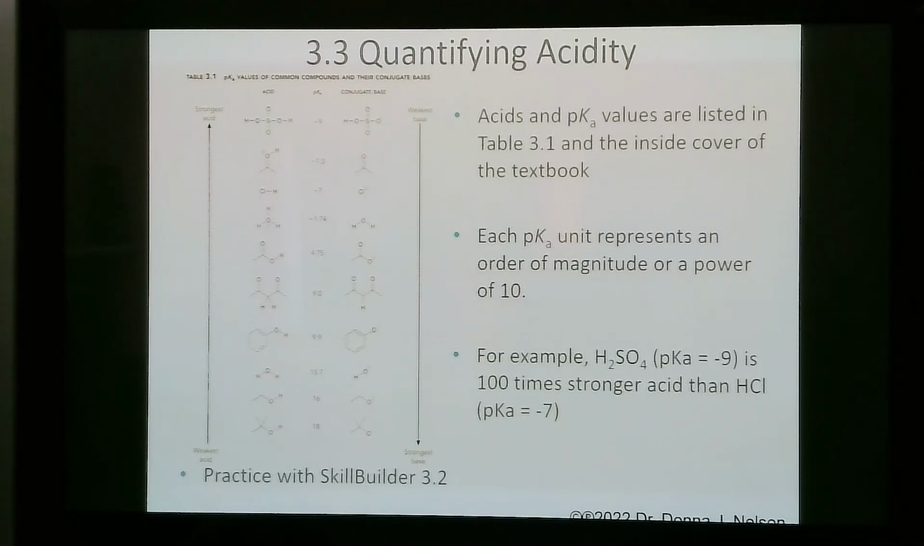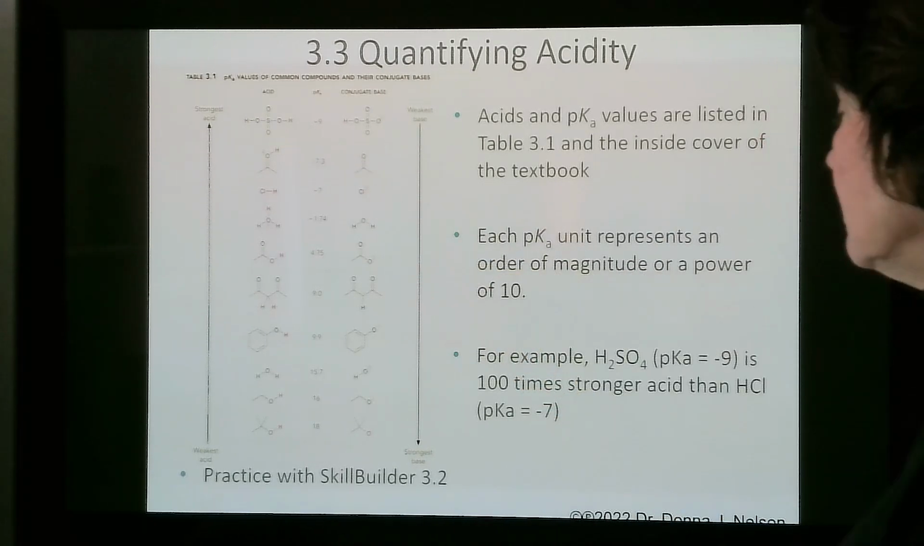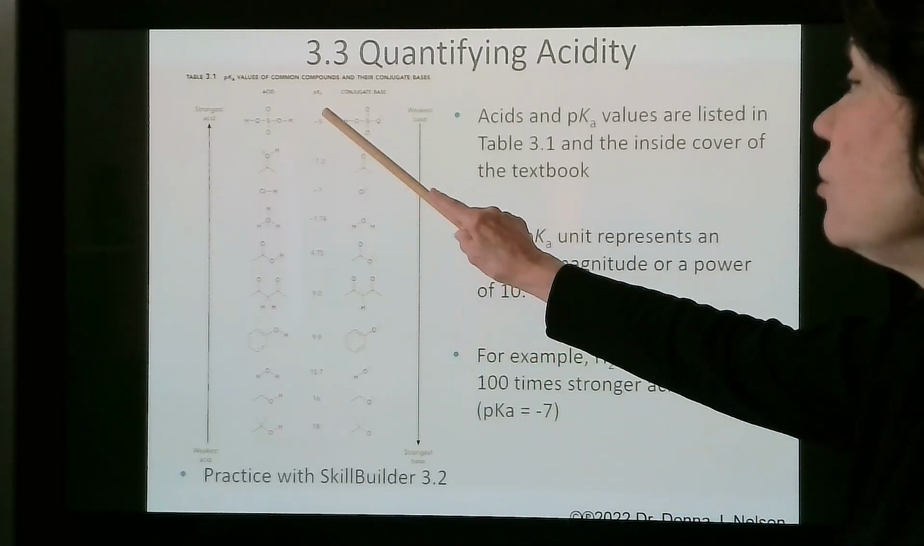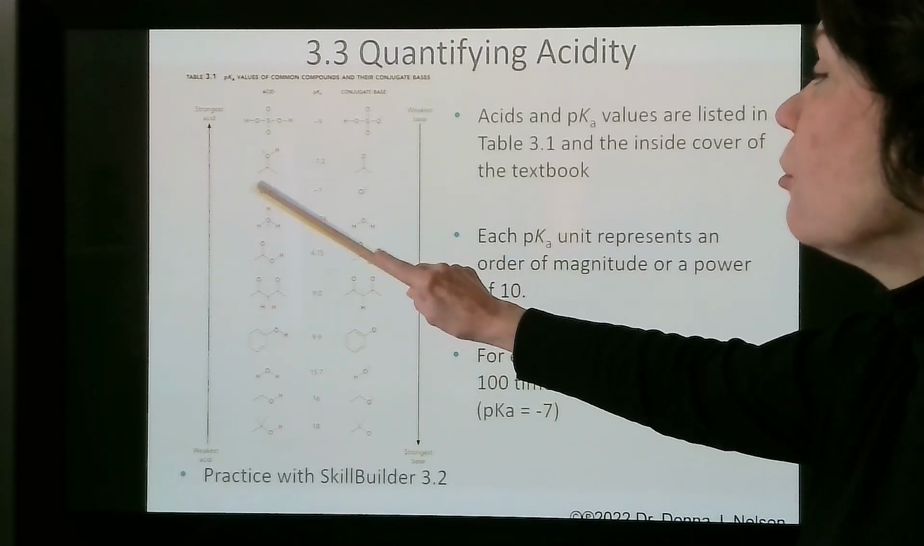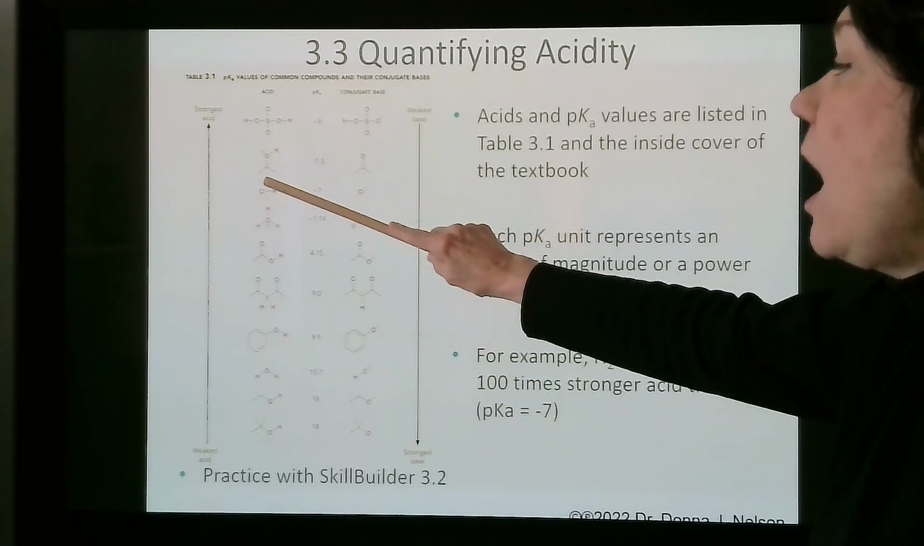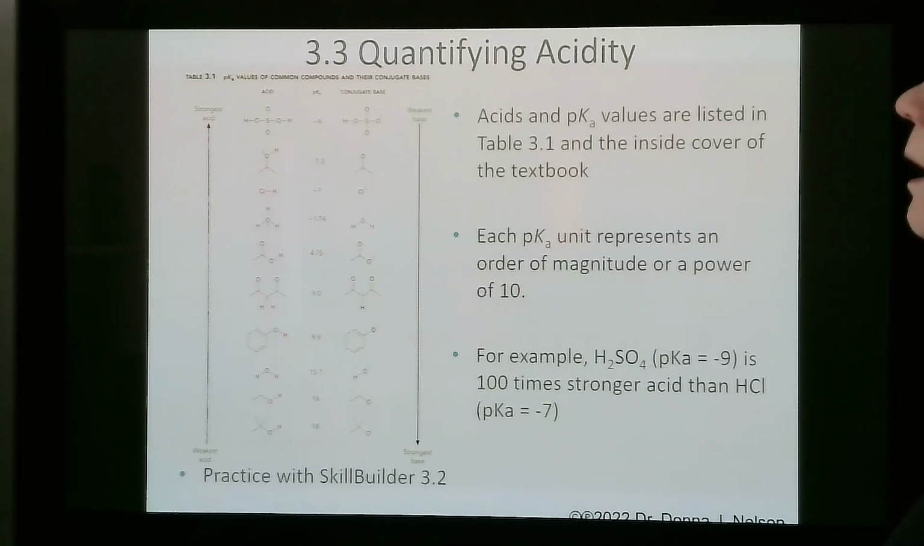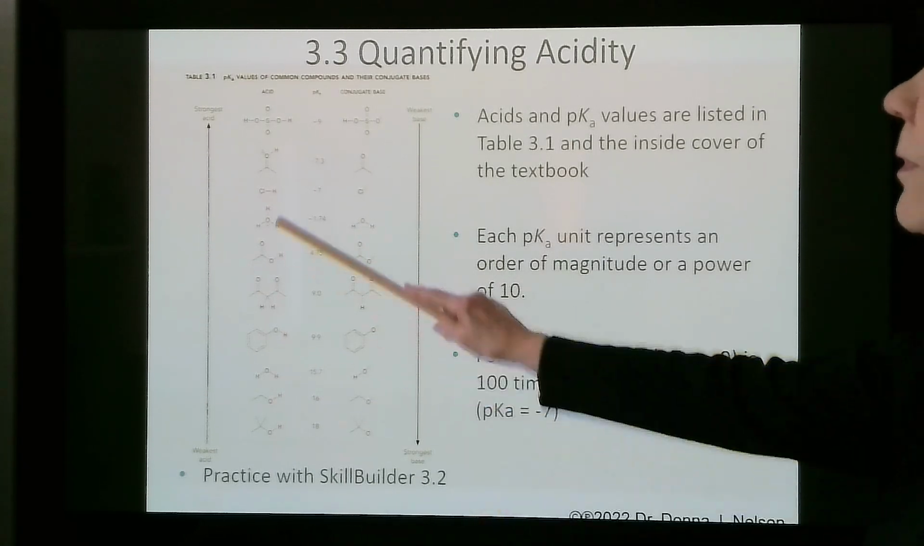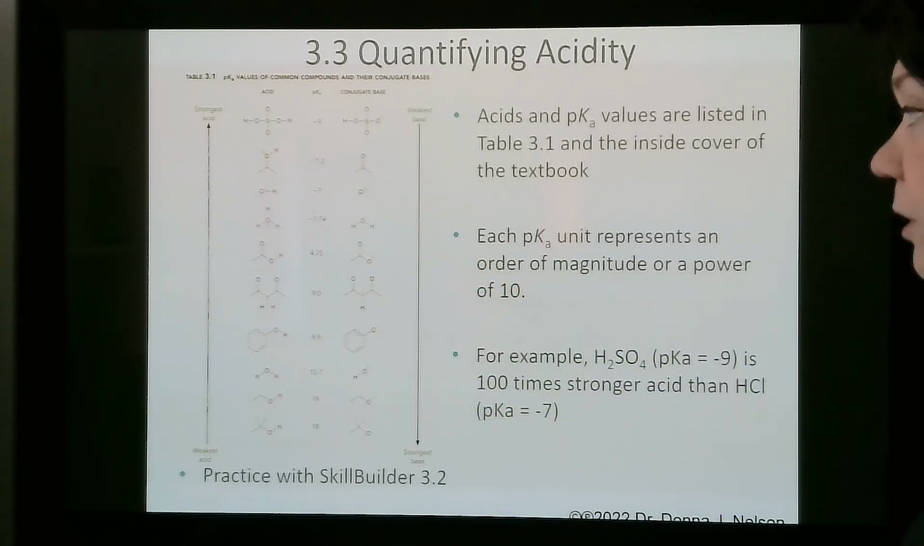So sulfuric acid has a pKa of -9. Hydrochloric acid has a pKa of -7. So that means that sulfuric acid is 100 times more acidic than hydrochloric acid with a pKa of -7.